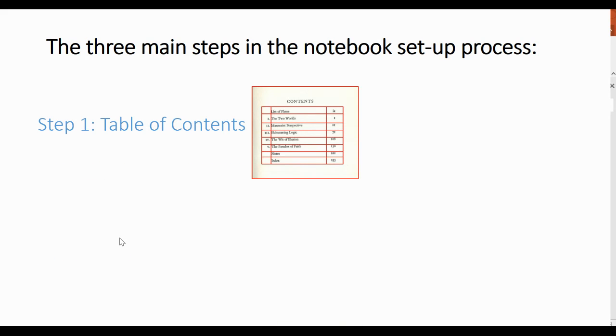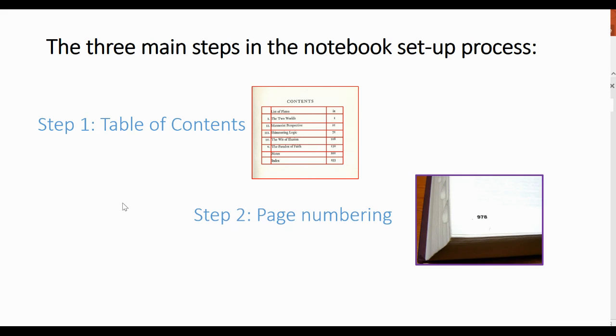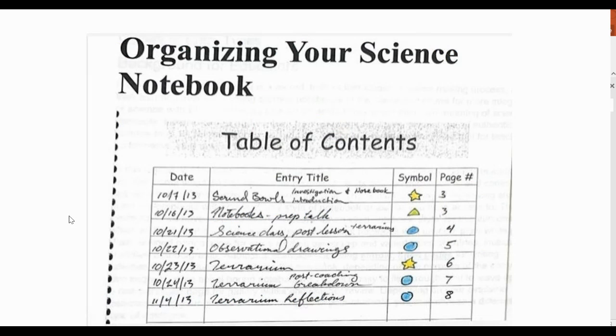The three main steps in the notebook setup process. Okay. Number one, you have to have a table of contents. You've seen this in books before. In your nonfiction books, you will have a list of the information that is inside your notebook, along with the pages where you can find that information. So we're going to have a table of contents. Step two, we're going to number our pages so that we can keep up with the table of contents and find our information. And last, we're going to have headings and types of entries, which I'll explain more in a bit.